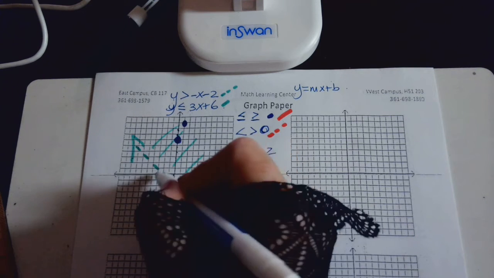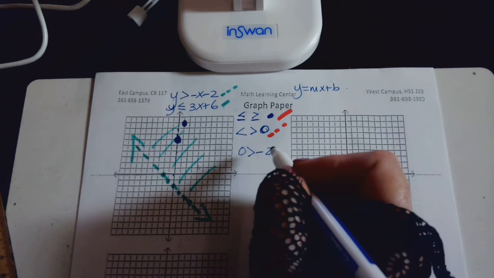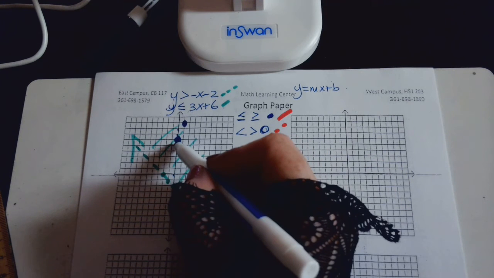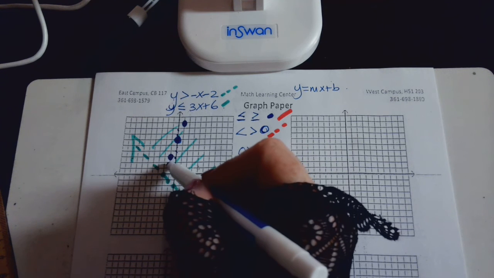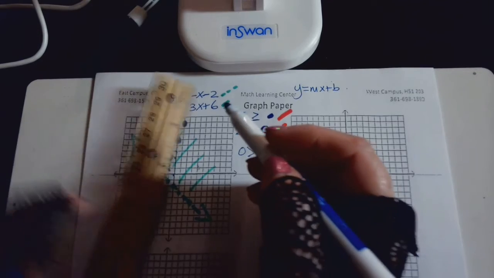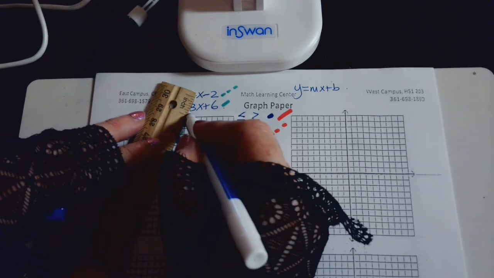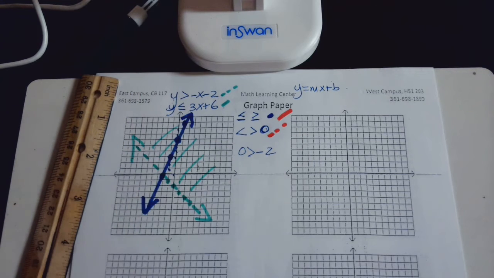But then I want to go down this way. So remember, a negative divided by a negative is a positive. So I can go negative 3 down and over negative 1. Same thing here, negative 3. So here I'm going to make the line solid because it is solid.